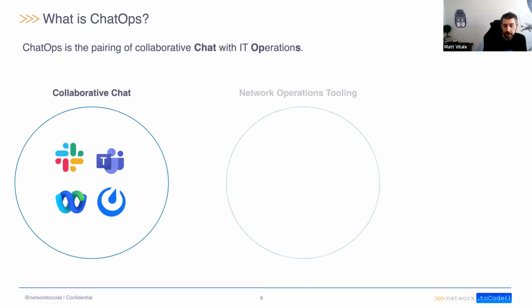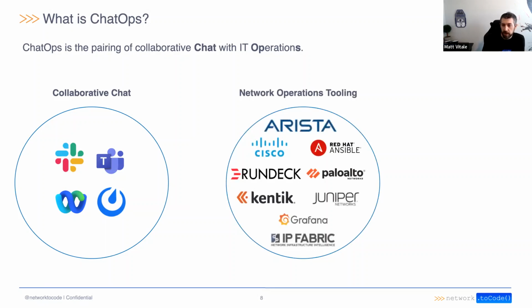Then there are the network operations tools, with some popular examples shown here. Normally, these two systems are separate from one another. Collaborative chat for people, ops tools for interacting with the network, with minimal to no overlap. Each tool is interacted with directly on each of their individual systems, both manually and independently of each other.